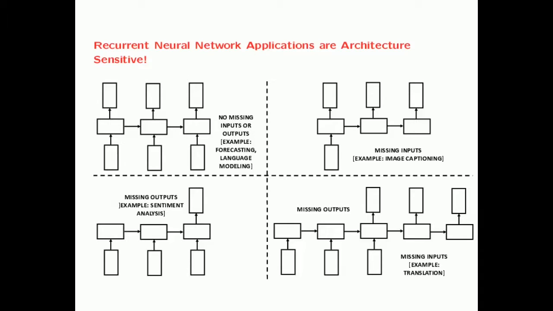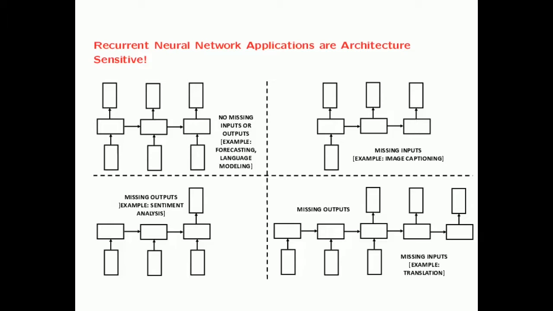One example of a case where you have missing inputs, which is shown on the upper right, is that of image captioning. In image captioning, you have a single input at the first timestamp corresponding to the neural representation of an image, and the outputs at the various timestamps correspond to the words associated with the caption. Note that the caption may be of variable length.